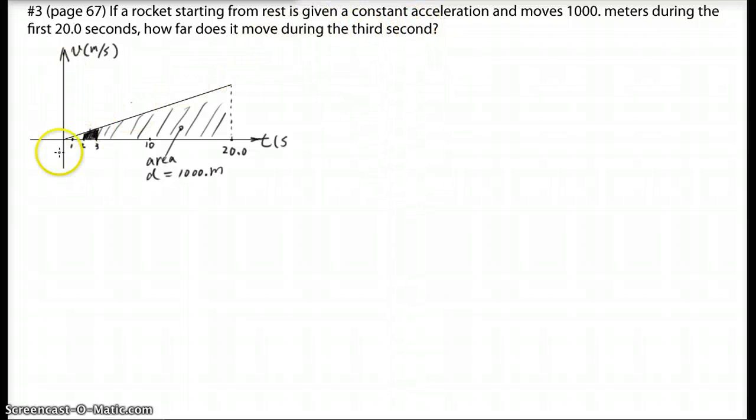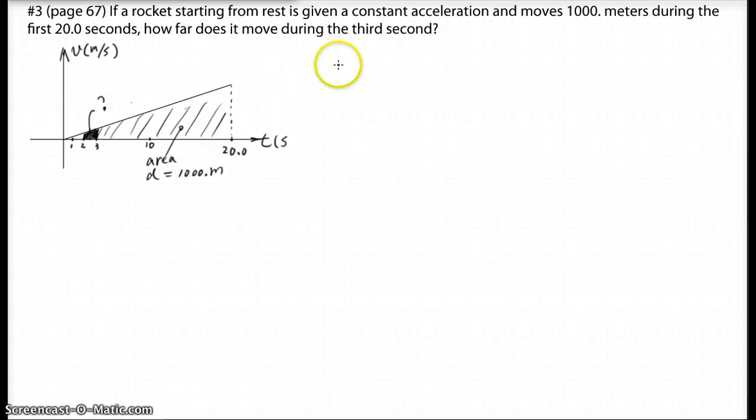So if you draw a VT graph, you can see the velocity start from 0, having constant acceleration until 20 seconds. So the area on this graph should be the displacement. That's 1,000 meters, given. So the question is really asking for the distance traveled during the third second. So that's exactly the distance between the 2 and the 3 seconds. So this is the one we need to find out.